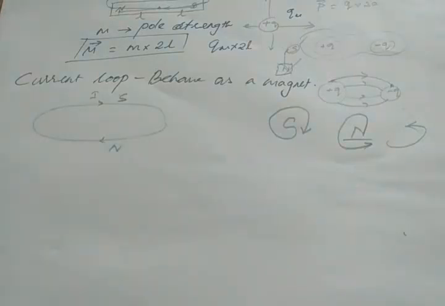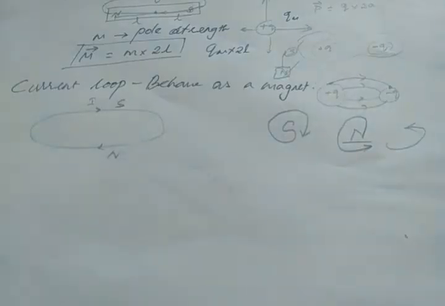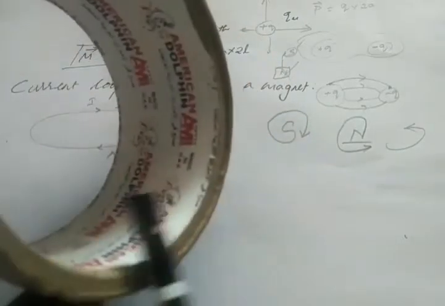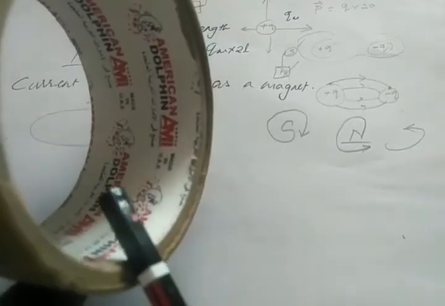What will be the direction of magnetic field lines? As I said earlier, outside the magnet the field lines flow from north to south. Inside the magnet, this is one loop, for example. Inside the loop, the magnetic field lines flow from south to north. So this side is north, and this side is south.